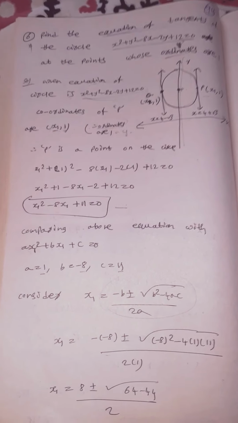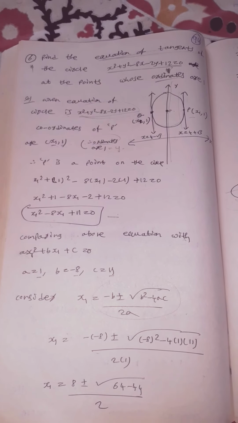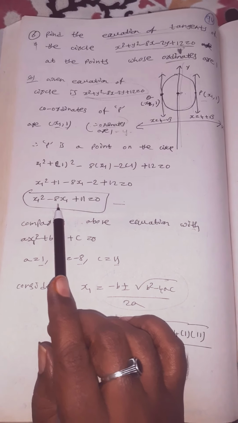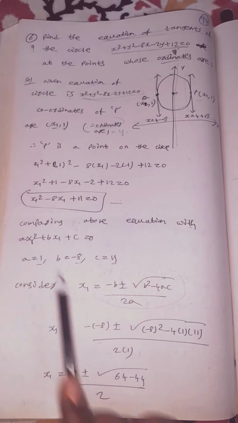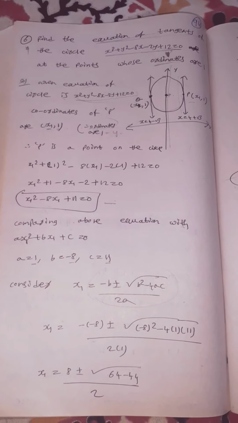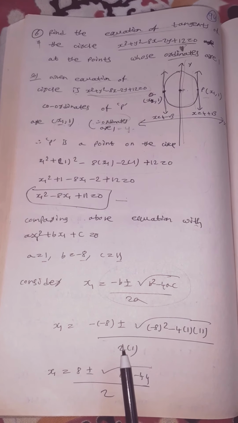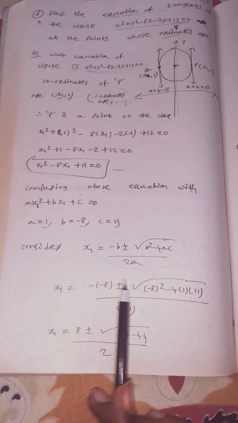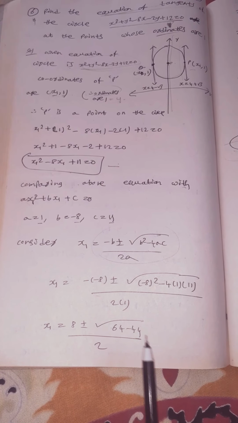Comparing the above equation with a x1 square plus b x1 plus c equal to 0, clearly it is a quadratic equation, children. So here a equals 1, b equals minus 8, c equals 11. So x1 equals minus b plus or minus under root b square minus 4ac by 2a. So minus b is 8 plus or minus under root 8 square, 64, minus 4 into 1 into 11, 44, by 2. 64 minus 44 is 20, children.